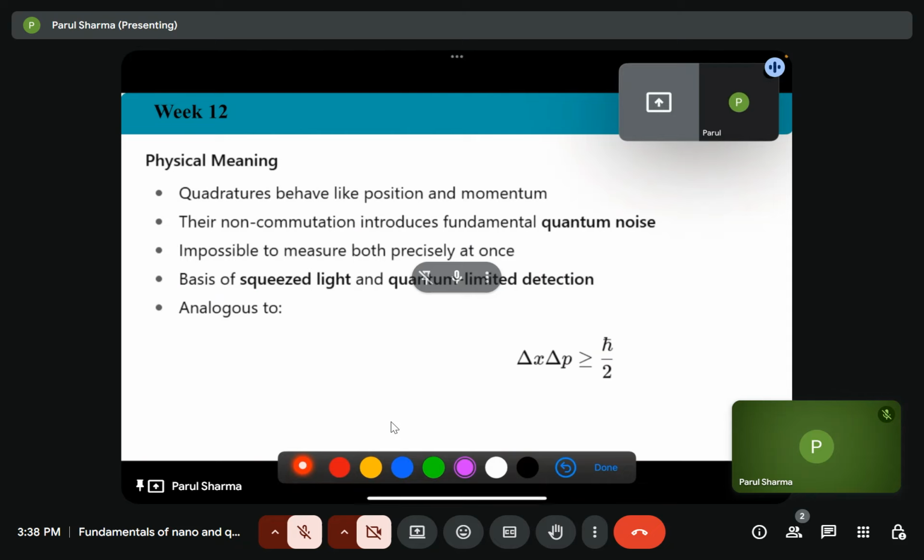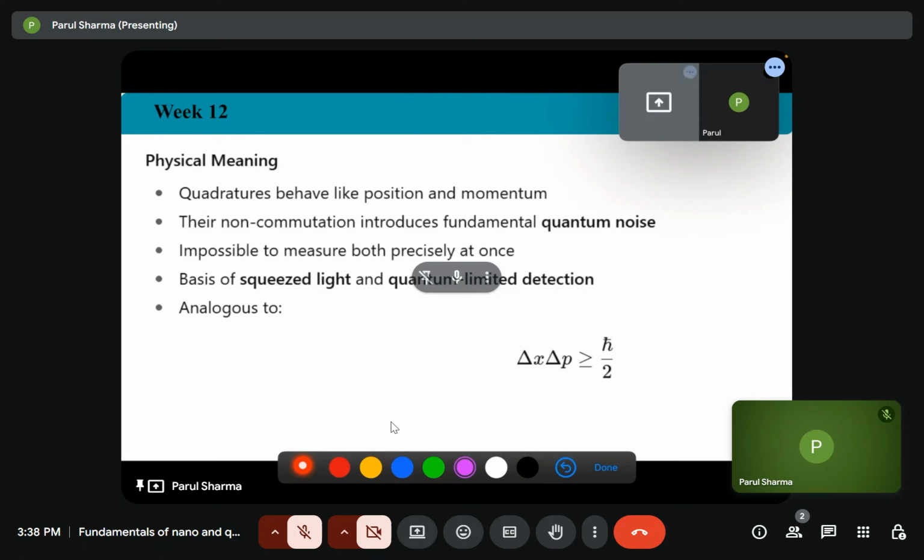So next is, what is the physical meaning of this? We saw that quadratures behave like position and momentum. The non-commutation introduces fundamental quantum noise, and if the uncertainty exists, then it is impossible to measure these two quantities precisely simultaneously. And this is the basis of squeezed light and the quantum limit of detection, which is analogous to the Heisenberg uncertainty relation, delta x delta p is greater than or equal to h cross by 2.